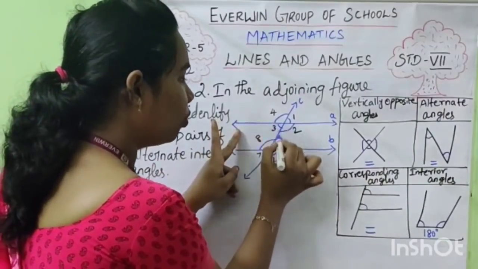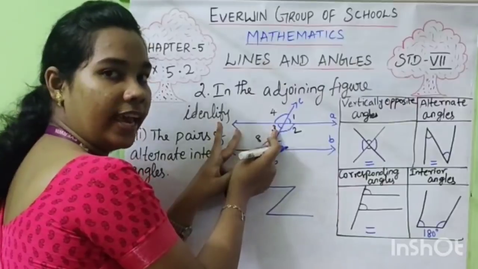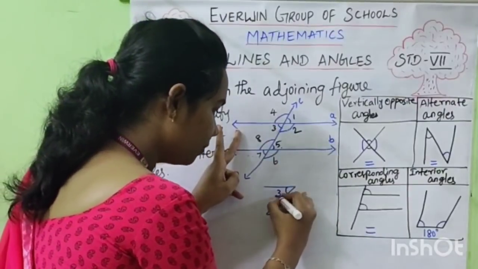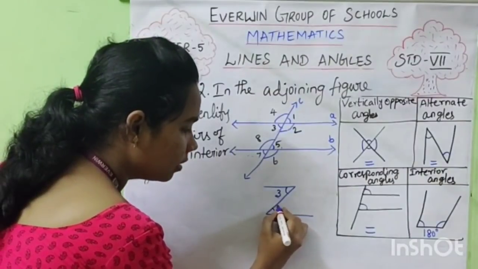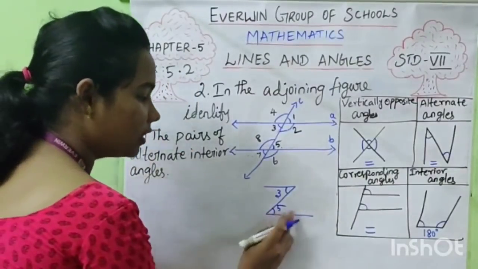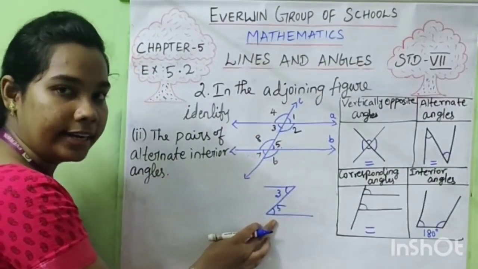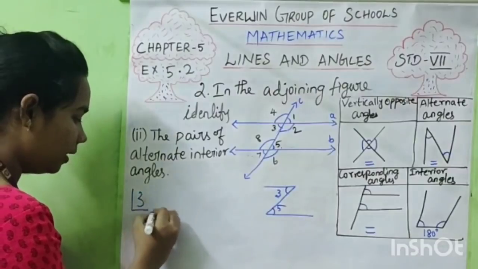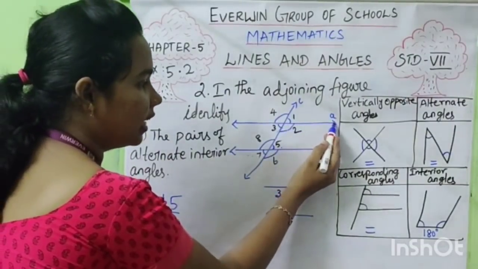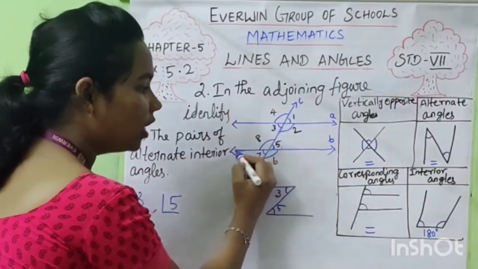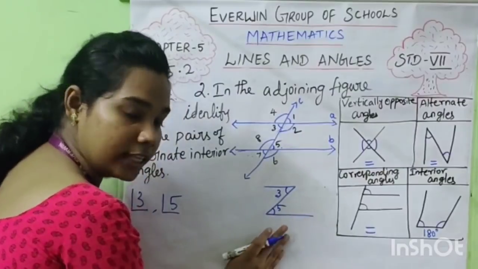See, this part alone I will draw. So what is there inside of the angle? 3. And what is there outside of the angle? 5. So outside of the Z is 5, right? So 3 and 5 are alternate angles. 3 and 5. Next take this Z. Actually it will look like a mirror image. See, I will continue in this picture itself.